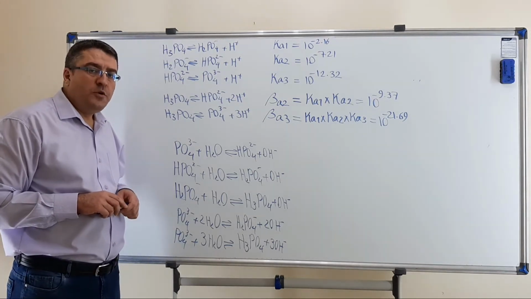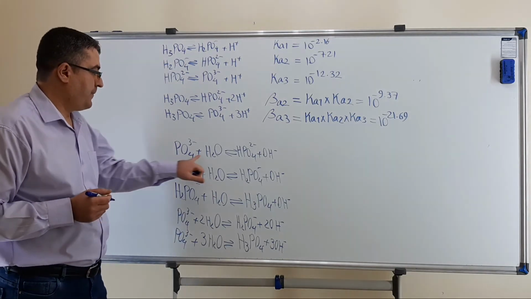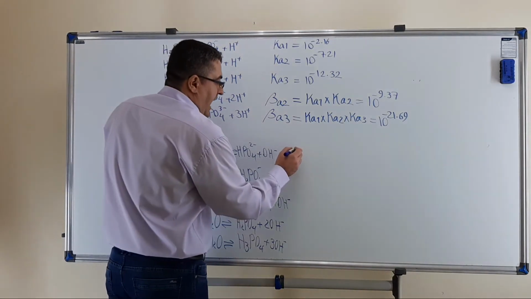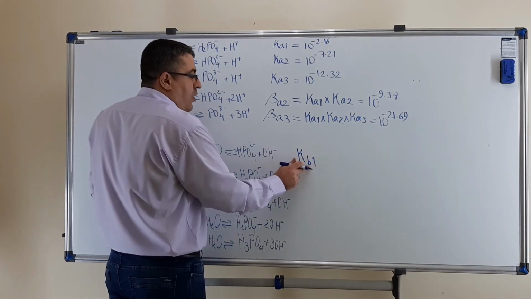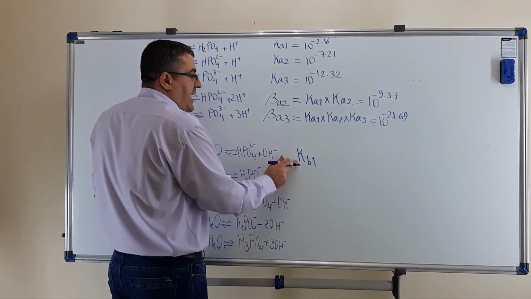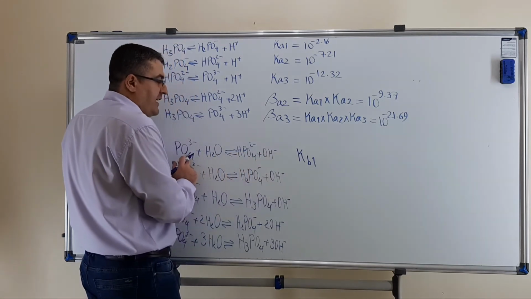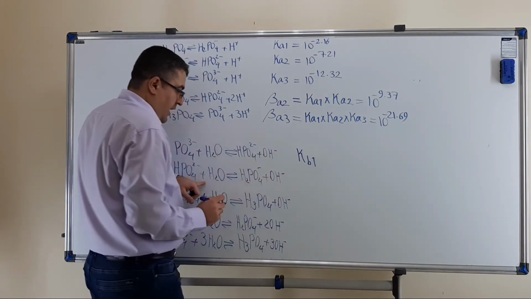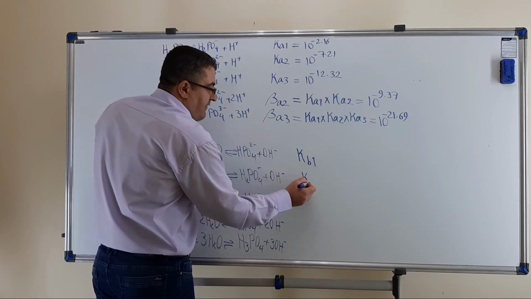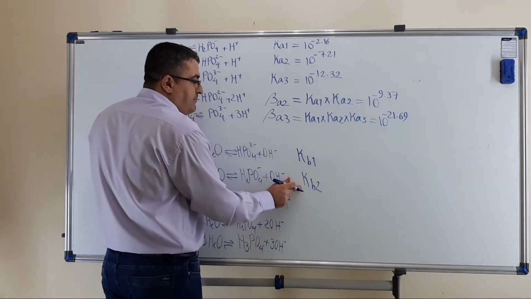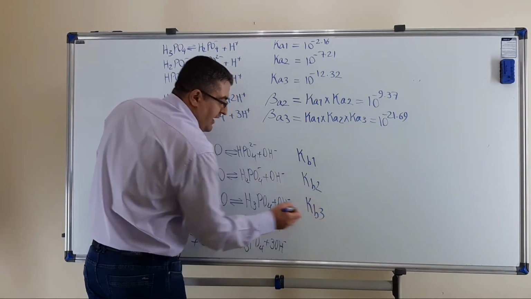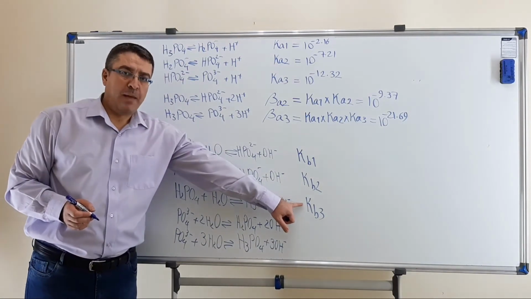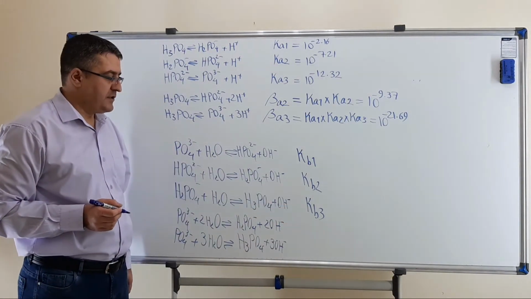The associated equilibrium constants are as follows. For this one, we have Kb1, the first basicity constant, or the first base dissociation constant, or the first base ionization constant of the phosphate anion in aqueous solutions. For the second one, we have Kb2, the second basicity constant of phosphate anion. For the third one, we have Kb3, the third basicity constant of phosphate anion in aqueous solutions.